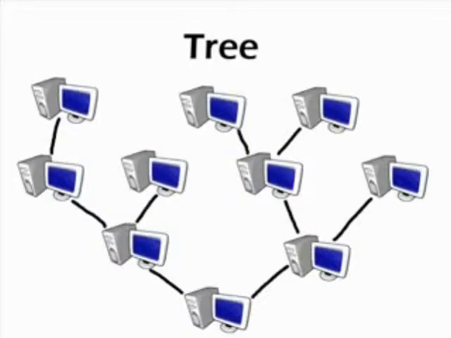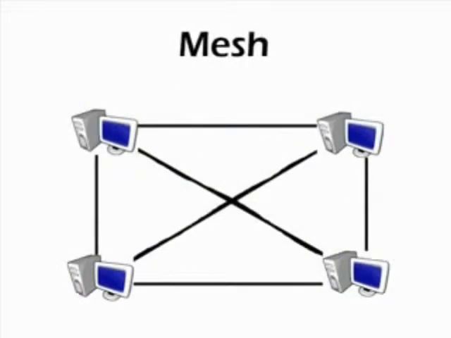Disadvantages. A failure of the central hub or failure of the main data cable can cripple the whole network. When the network becomes large, it gets very hard to manage. Mesh. There are 2 variants of a mesh network known as a full mesh and a partial mesh.